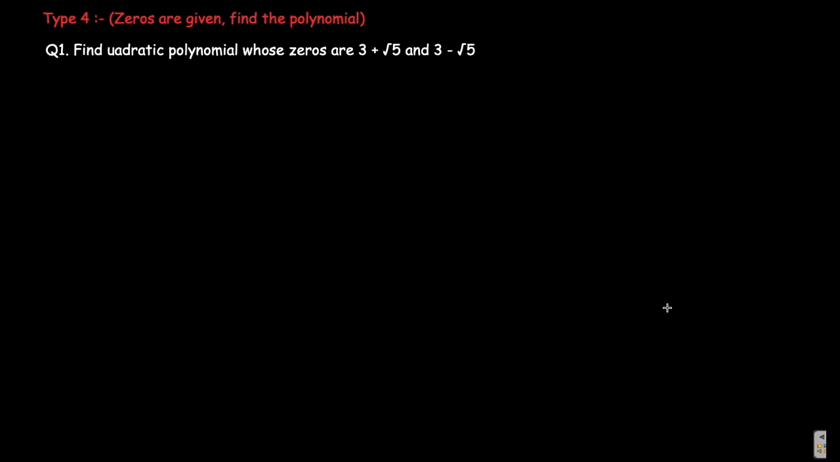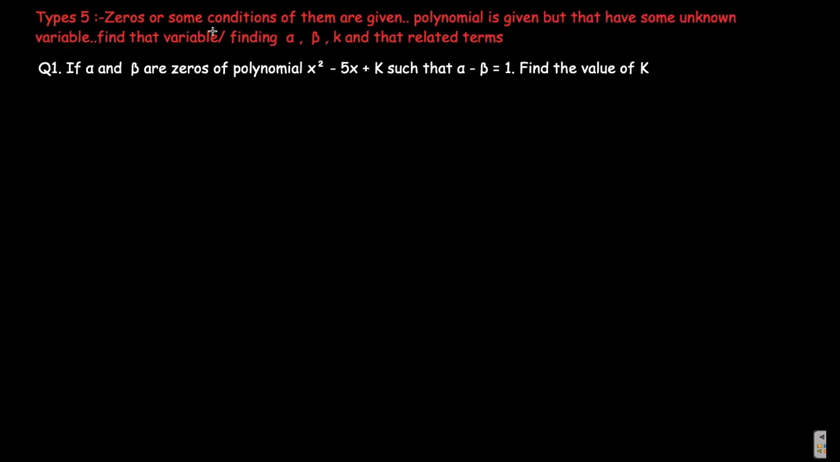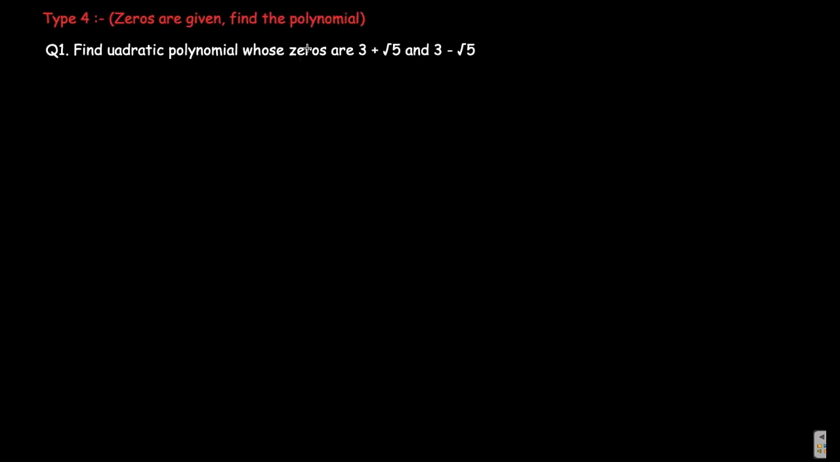Hopefully I'll stop after this numerical, because I think it already exceeds 30 minutes. In the next video we are going to discuss type 5, where the zeros or some conditions on them are given, and we have to find out alpha, beta, k, p, all these unknown terms. These are very important, and you will get 1 or 3 marks from that portion. Type 4 is only very simple, and we are taking only one example.